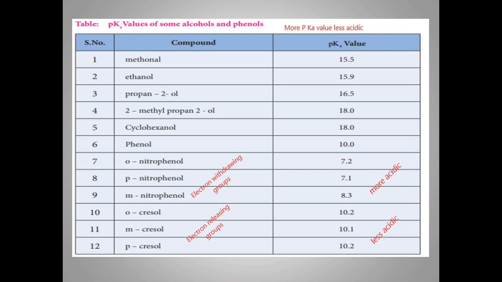Then 10, 11, 12: orthocresol, metacresol, paracresol. Cresol means benzene contains a methyl as well as an OH group. Methyl is an electron releasing group, so the pKa value is somewhat high. The one having a high value is considered less acidic.